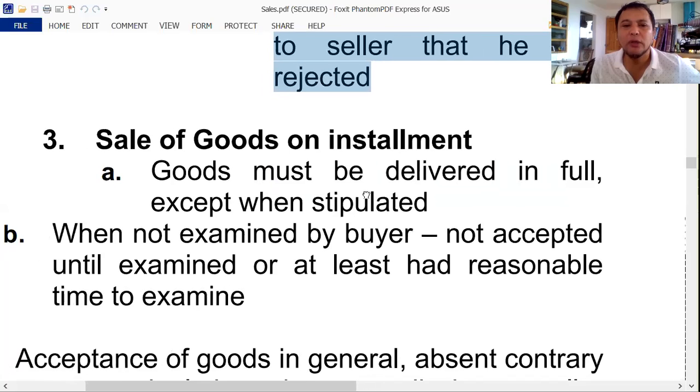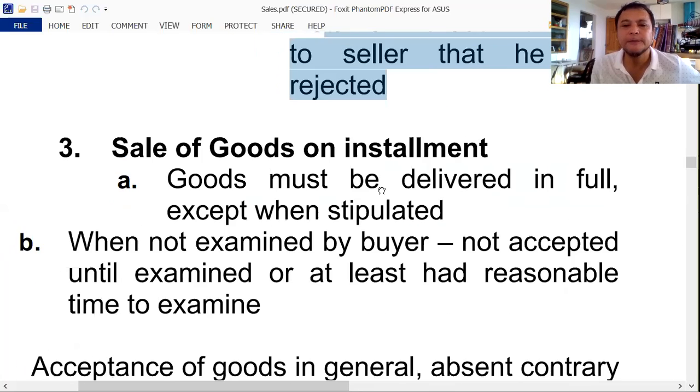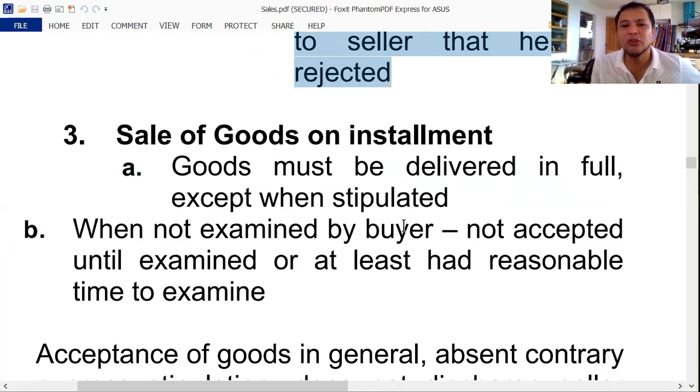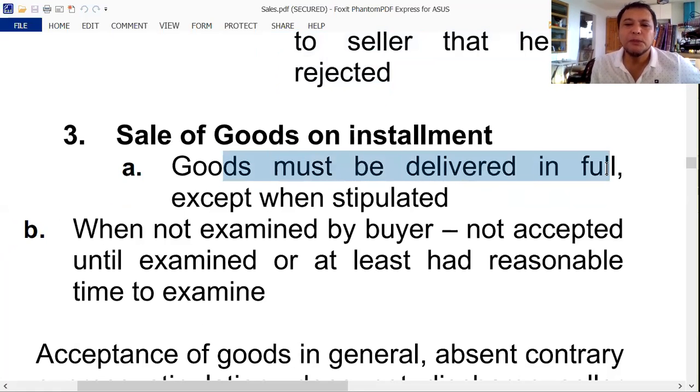Then we have a sale of goods on installment. This is covered by the Recto Law, under Article 1483. So for sales of goods on installment, the goods must be delivered in full, as I have said. If the goods are partly delivered by the seller, then the buyer can reject the goods. So the goods must be delivered in full, except when there is a stipulation that delivery will be on installment.